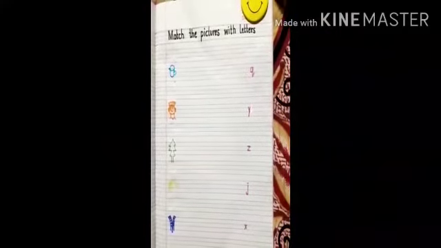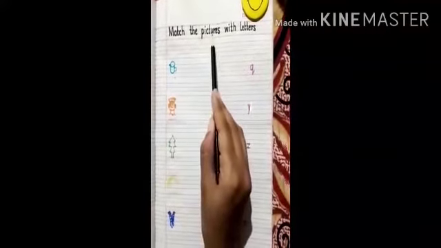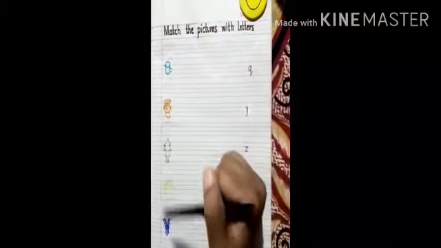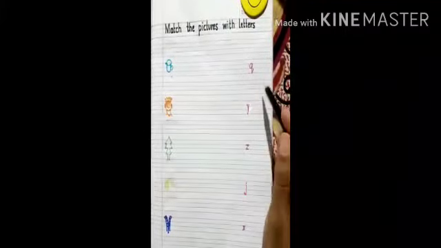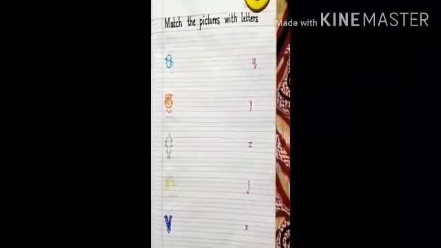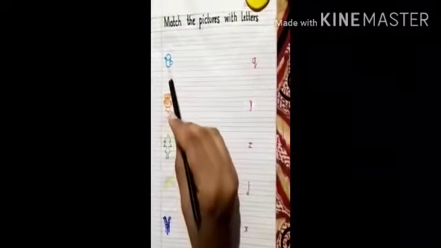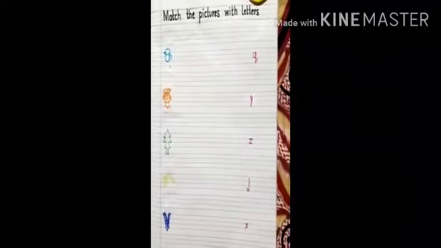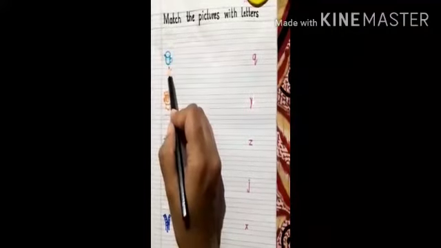Now let's do the exercise. Our first exercise is match the pictures with letters. On this side there are some pictures and over this side there are some letters. What you have to do is that you have to match the pictures with the letter. So children, let's start. What is the first picture? Can you guess it?